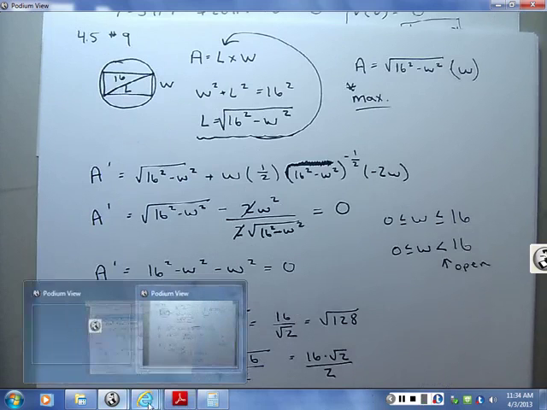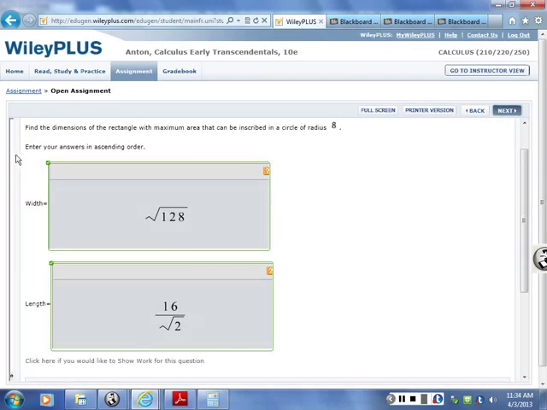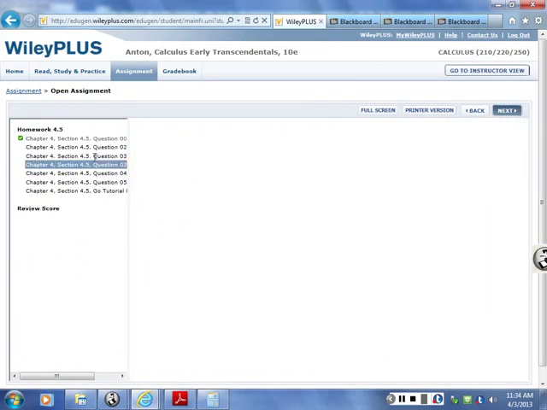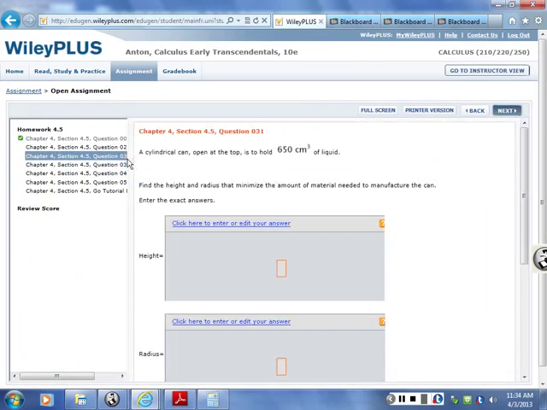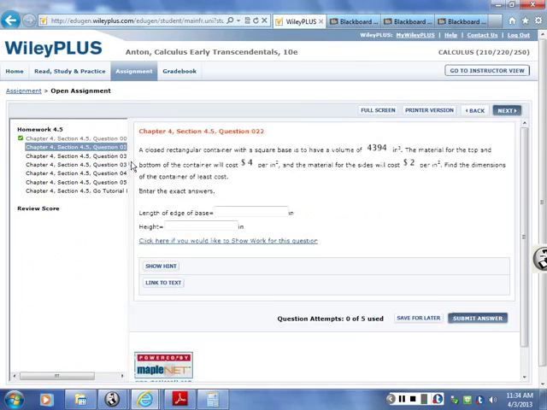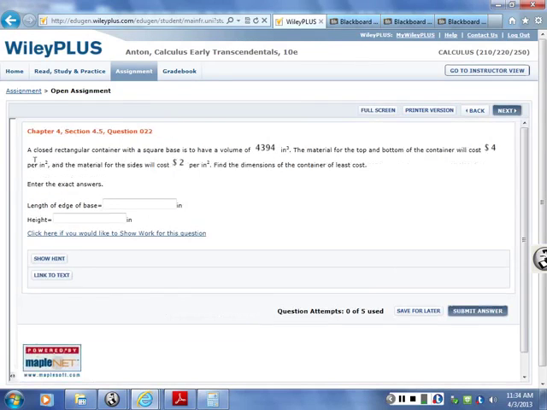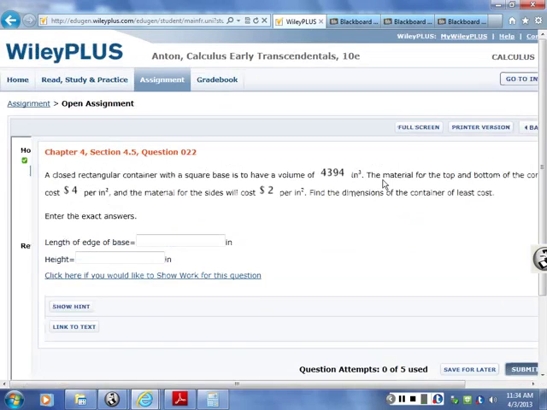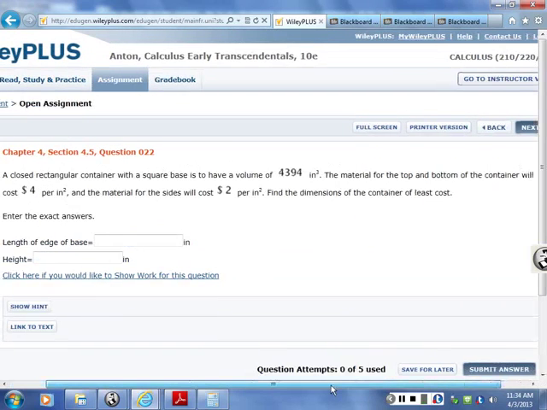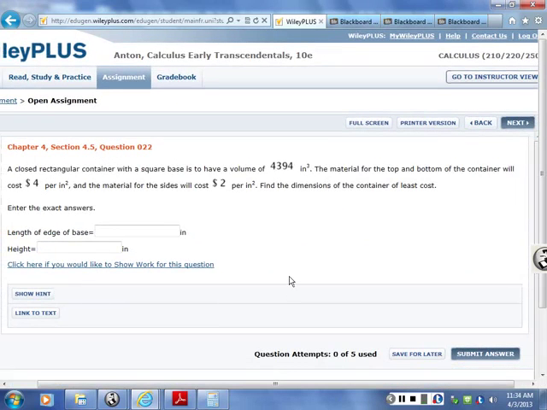So let's look at another problem on Wiley that comes up a lot, and I want you guys to work on this one. I've seen this come up on final exams. We have a closed rectangular container with square bases. So square base. The volume is 4,394 inches cubed.